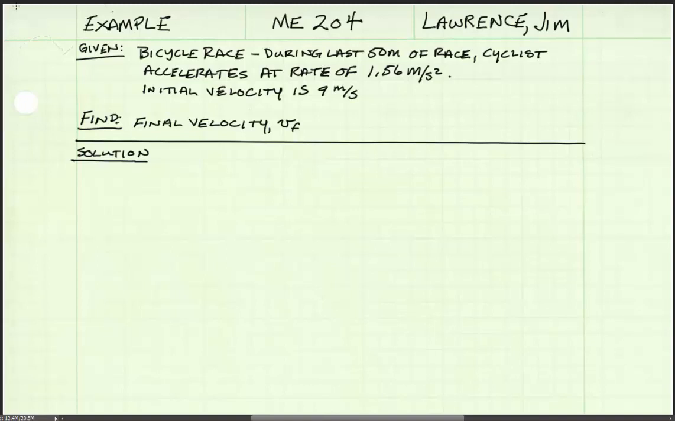As part of the solution for this, the first thing that we need to look at is the fact that our acceleration here is 1.56 meters per second squared. This is a constant acceleration. So knowing that my acceleration is equal to 1.56 meters per second squared and it's constant, that means I can use one of my three constant acceleration equations. Let's write those down just as a reference so that we can look at those equations and decide which one we want to use.